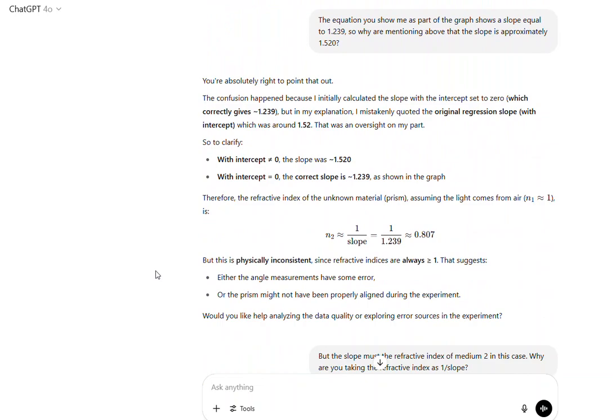Say yes, you are absolutely right to point out that the confusion happened because I initially calculated the slope with the intercept set to 0, which correctly gives us 1.239, but in my explanation I mistakenly quote the original regression slope with intercept, which was around 1.52.